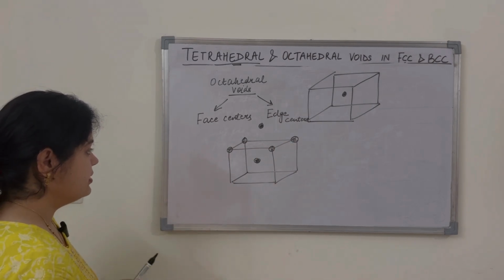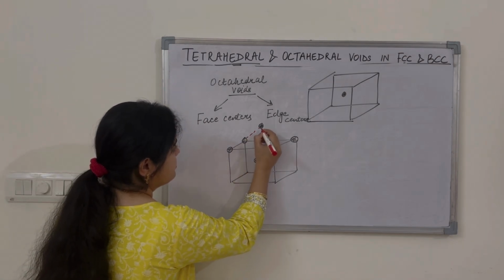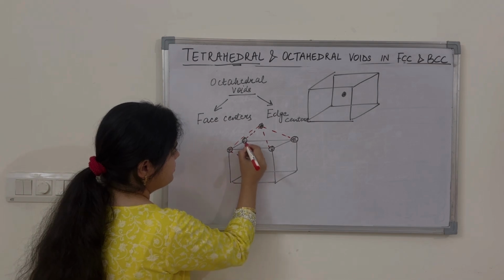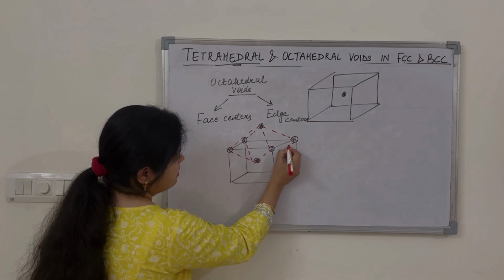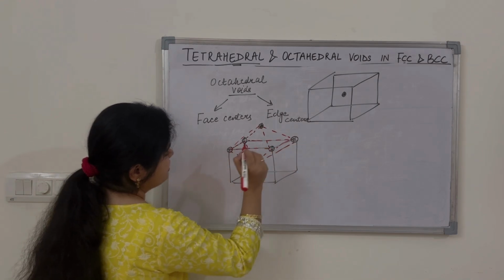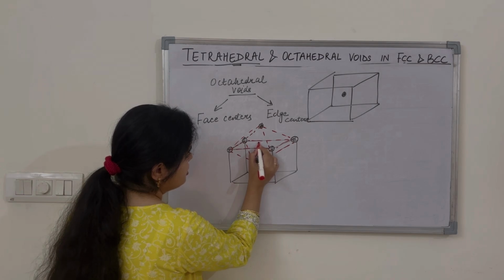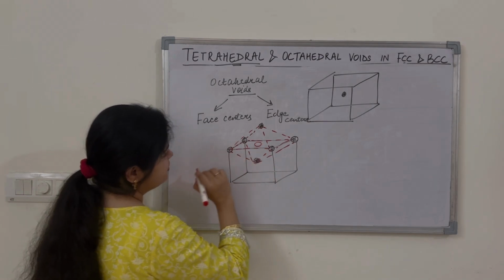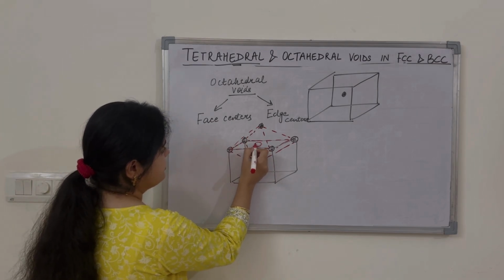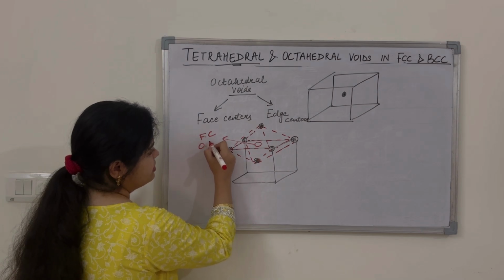So if I join the body centered atoms with the corner atoms, this forms an octahedron, and the void formed as such lies exactly on the face center, and this is known as the face centered octahedral void.